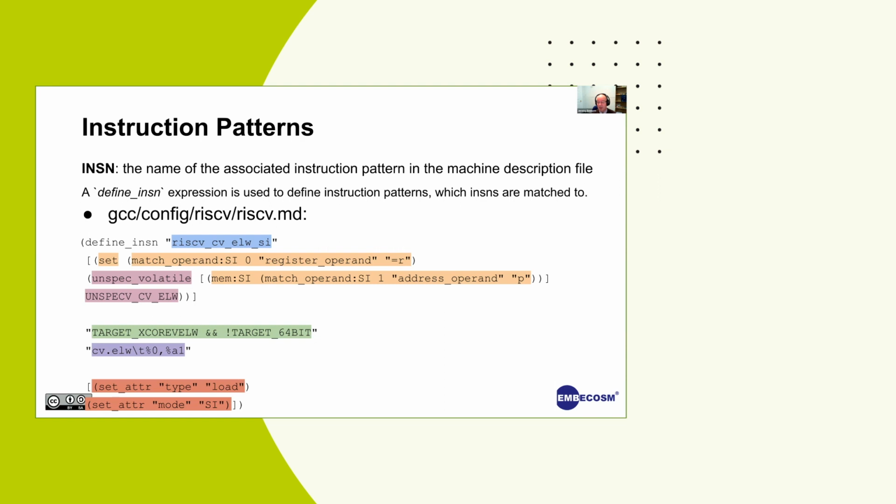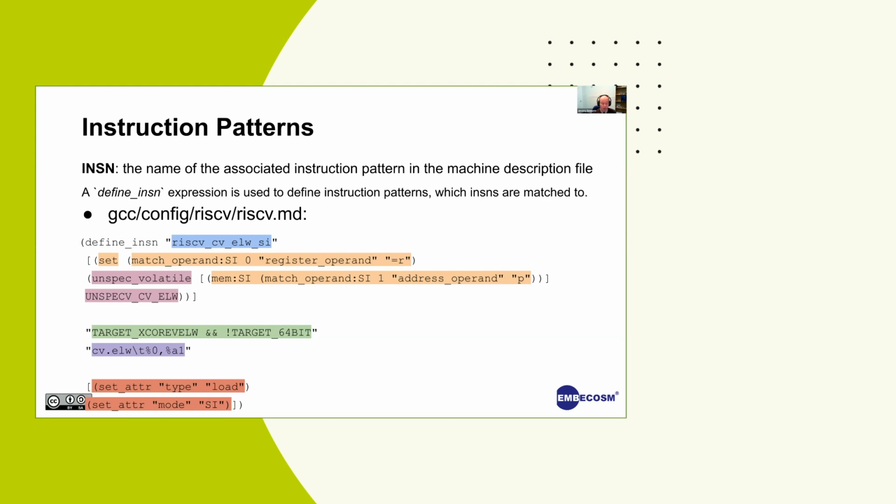Okay, so target. We're looking for a number of things. Now these are those macros we described earlier. First of all, we've specified XCVELW as the architecture extension. And secondly, this is only for 32-bit architectures, so this is not a pattern you can use with 64-bit. Even if you specified the ELW instruction, if you've done it with an RV64, it's not going to work. So you've got that constraint there.